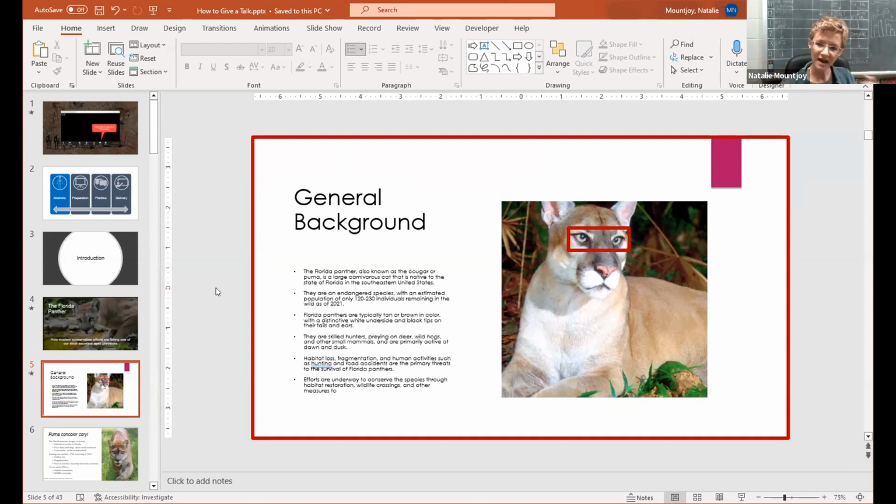A general background slide is not uncommon to see in an introduction. This is where you're giving your literature review. You're showing that you're an expert. You're saying, here's all this really interesting information about my topic, kind of proving your chops, right? In this section, you want to make sure that you come across as knowledgeable.